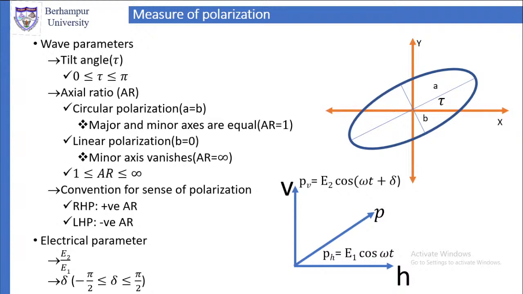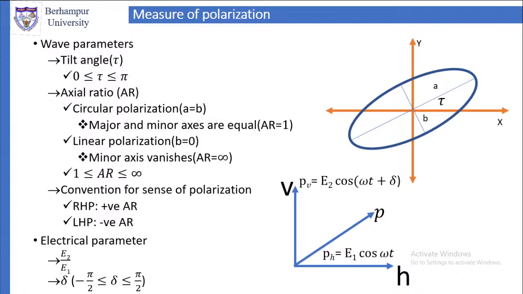Now if you look at these definitions, you can see that we have two angles. In the first definition we have a tilt angle. In the second definition we have delta, the phase difference, which is an angle. So we have angles in both definitions. Then in both definitions we have a ratio or number. In the first it is axial ratio, which is a number. In the second we have E2 by E1, which again is a number. So there is a discrepancy here: it is angle, number, angle, number. Either it should be number or it should be angle.